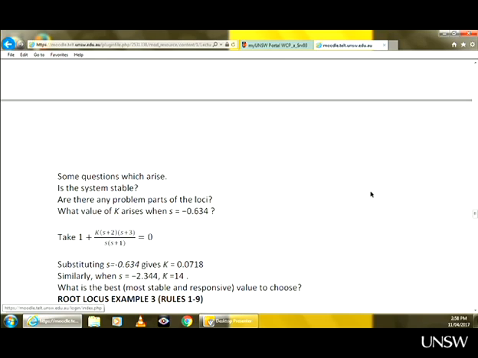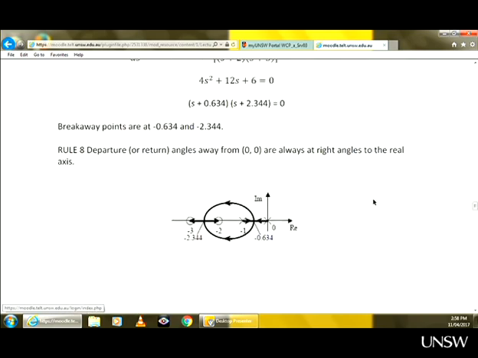Now, how about a little discussion, then we'll have a break. I know it's about time. A little discussion: which values of k will give us stability of the closed loop system? As you change k from 0 to infinity, which range of values for k is this system going to be stable? That should be a very easy question.